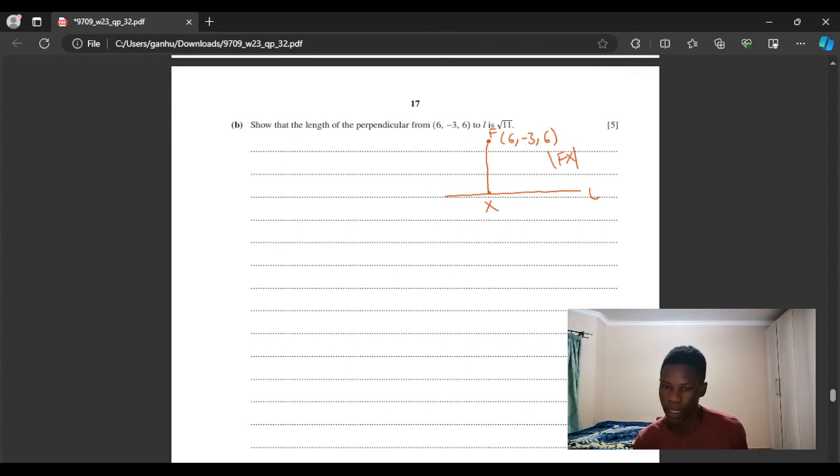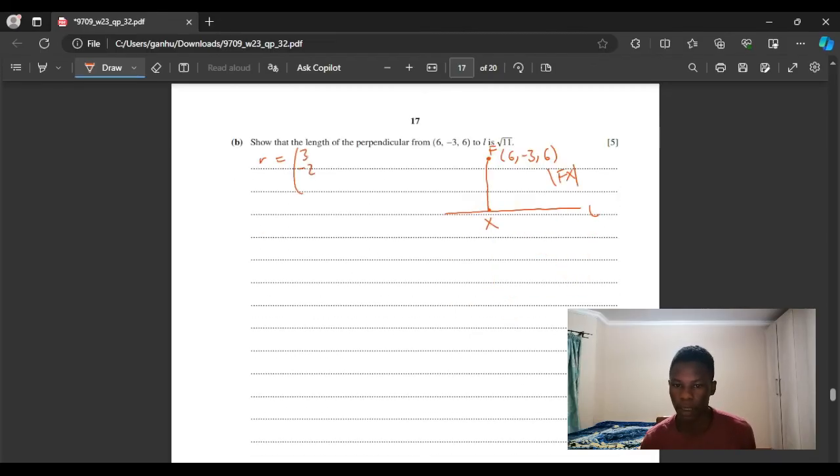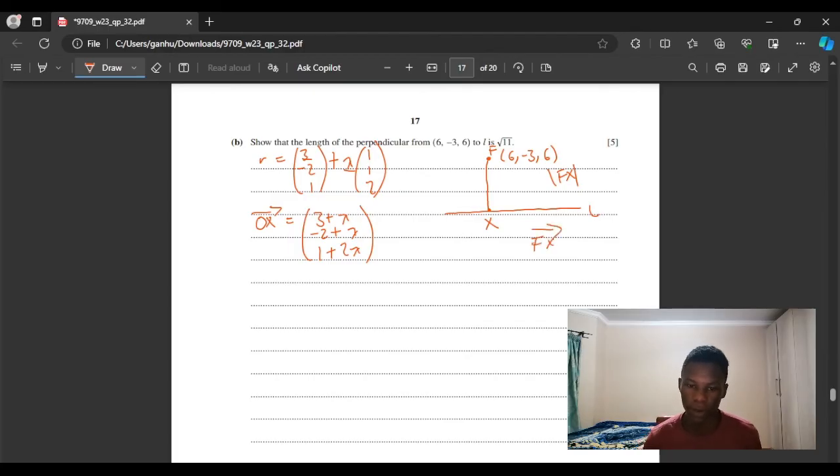That's what we want. So we know that X lies on the line L, so we can find the general coordinates of X using the equation of line L. So line L has the equation r is equal to (3, -2, 1) plus lambda (1, 1, 2). And so this means that the general coordinates for our vector OX would be 3 plus lambda times 1, so that's 3 plus lambda, negative 2 plus lambda times 1, negative 2 plus lambda, 1 plus lambda times 2, so that's 1 plus 2 lambda. Those are our general coordinates.